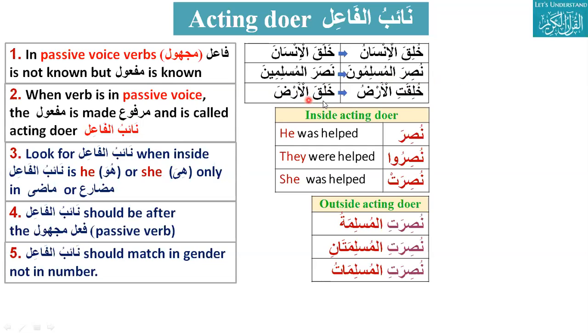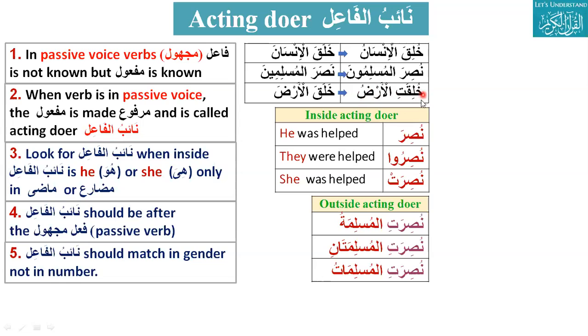So when we make it passive voice, what will happen? Khalaqa will become khuliqa. Normally khalaqa is khuliqa. Khuliqatil ardu, because this earth now is the doer, the na'ibul fa'il, and earth in Arabic is feminine by word. So that's why this will be khuliqatil ardu.